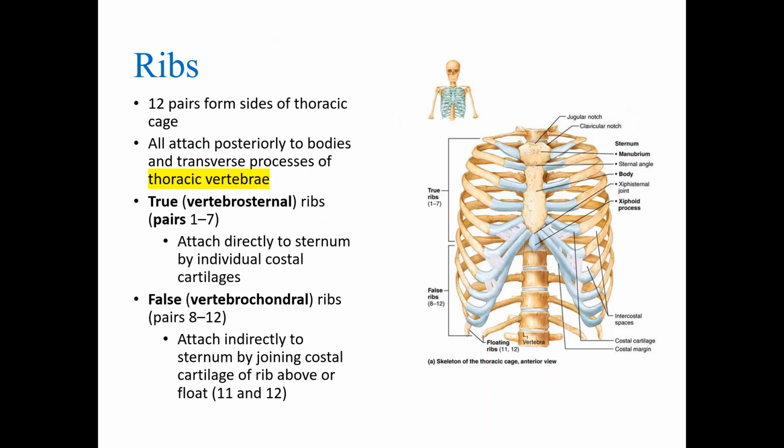Now we're going to take a look at the ribs. And so what to know about the ribs? There are 12 pairs that form the sides of the thoracic cage. Okay, you can count them. And all attach posteriorly to the bodies and transverse processes of the thoracic vertebrae. I have it in the next slide.